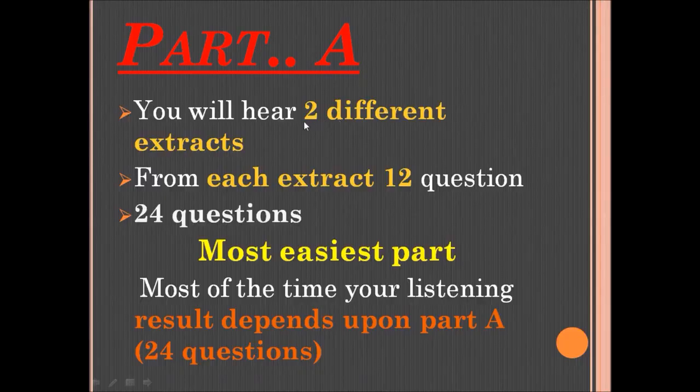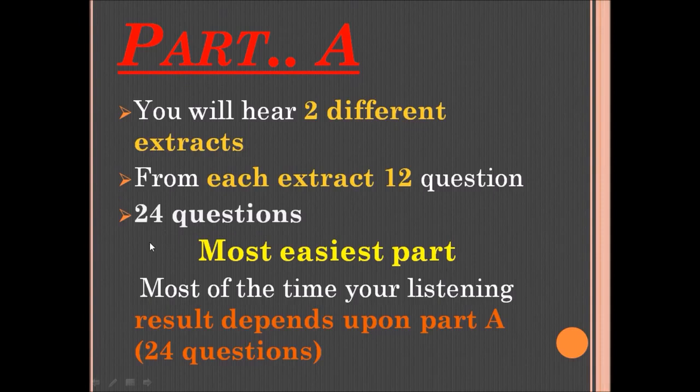As you all know, OET Listening Part A consists of two different extracts, and from each extract you will be given 12 questions to solve. So from two extracts there will be 24 questions as a whole. This is a very large proportion of questions, and these questions are the easiest type. This part is the easiest part of the exam.